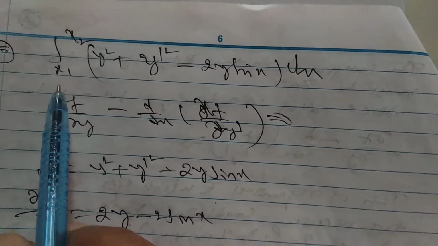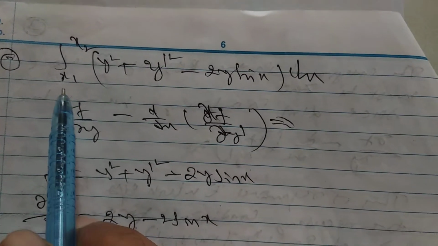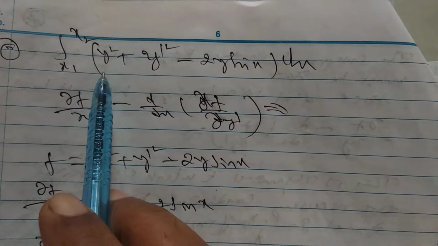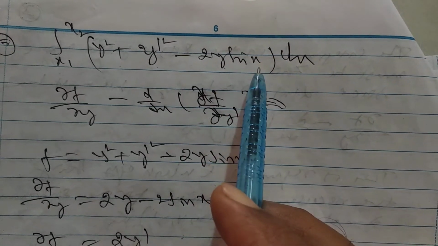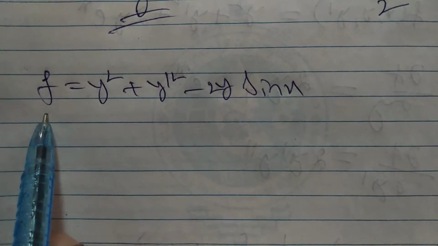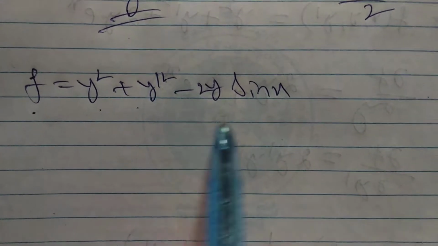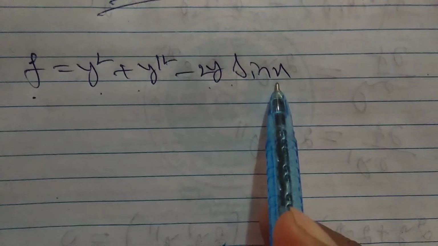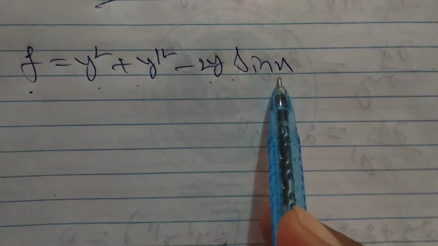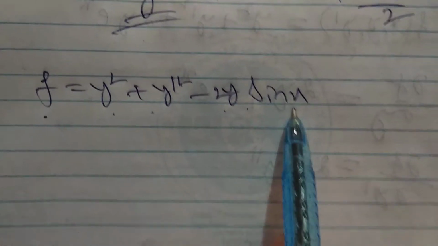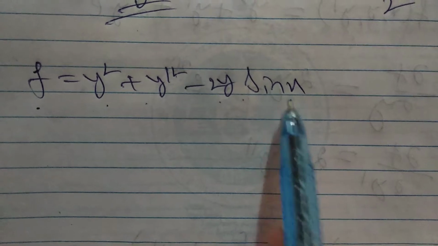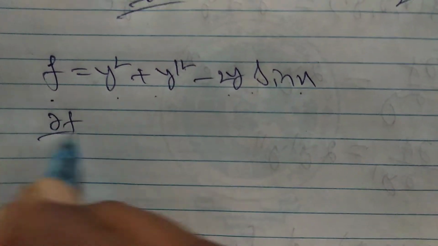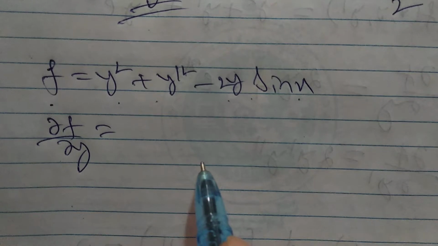So next problem, evaluate or find the solution. Integral from x1 to x2 of y square plus y dash square minus 2y sin x into dx. So same thing, here let f equal y square plus y dash square minus 2y sin x. So this one you have to substitute in which equation? Euler's equation. What is the Euler equation? Dou f by dou y minus d by dx of dou f by dou y dash is equal to 0. So that's why you have to find out dou f by dou y.